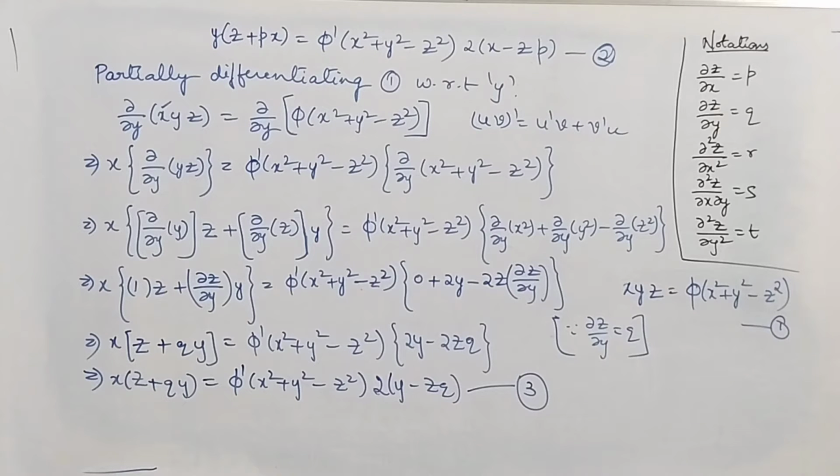Now observe equations 2 and 3. In both the equations we have phi dash of x square plus y square minus z square. Let's eliminate phi dash of x square plus y square minus z square from both the equations using 2 by 3.